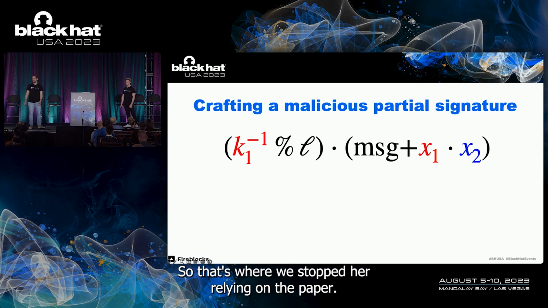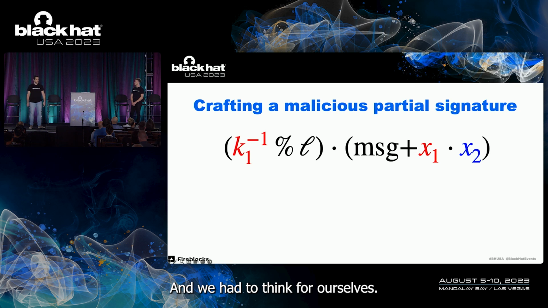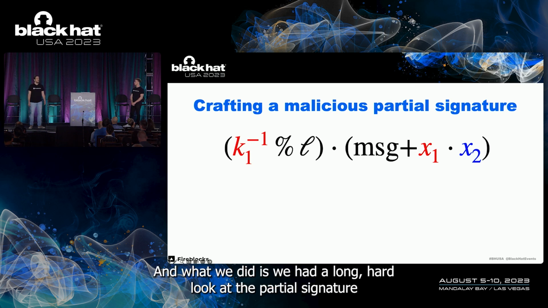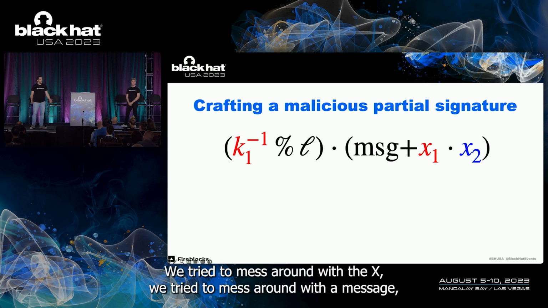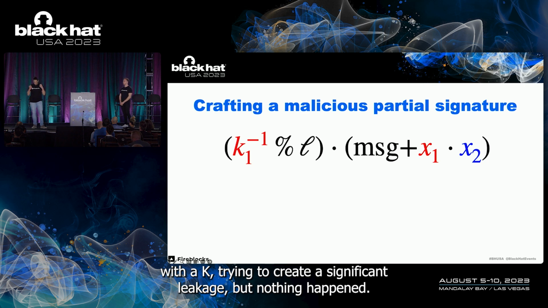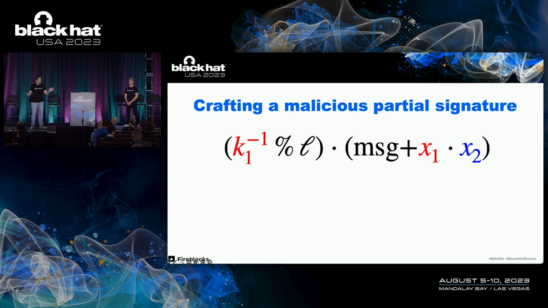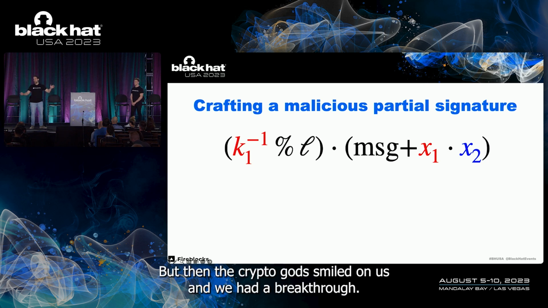So that's where we stopped relying on the paper, and we had to think for ourselves. What we did is we had a long, hard look at the partial signature that Alice sends, and we tried to mess around with it. We tried to mess around with the X, with the message, with the K, trying to create a significant leakage. But nothing happened. But then the crypto gods smiled on us, and we had a breakthrough.